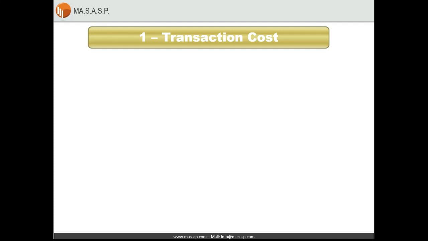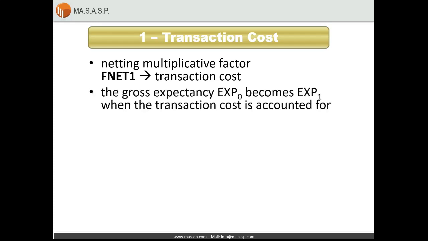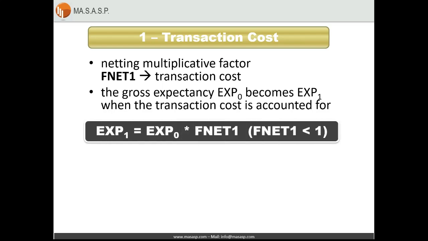So, let's see how this netting factor works. Let this factor be Fnet1. If our trading system has a gross expectancy of exp0, we get the net expectancy exp1 multiplying the former by the netting factor. This factor, of course, is a number ranging from 0 to 1.